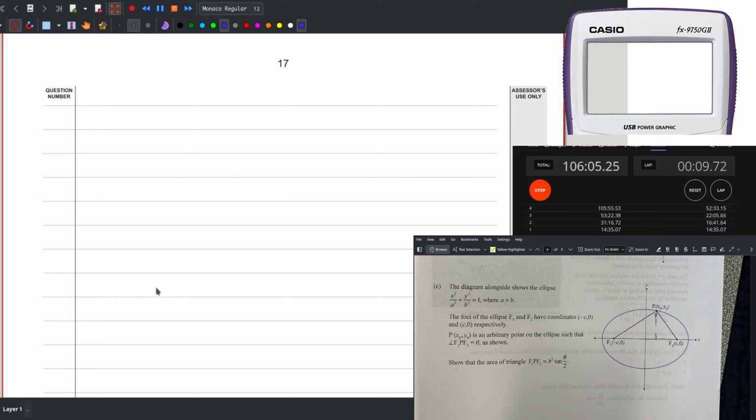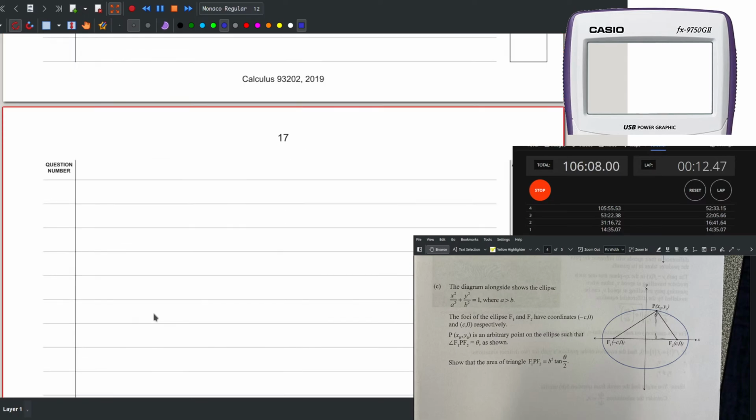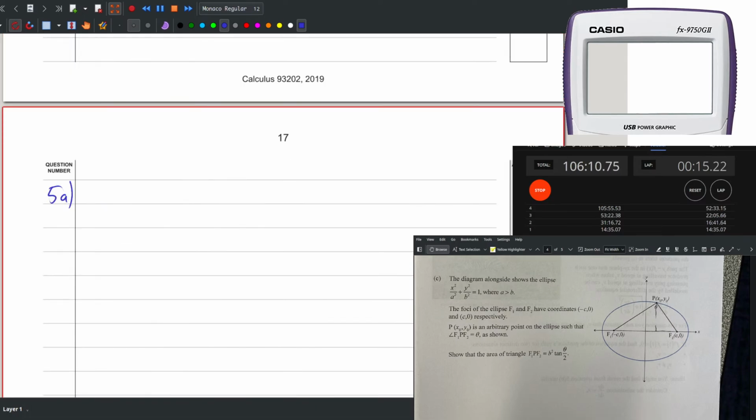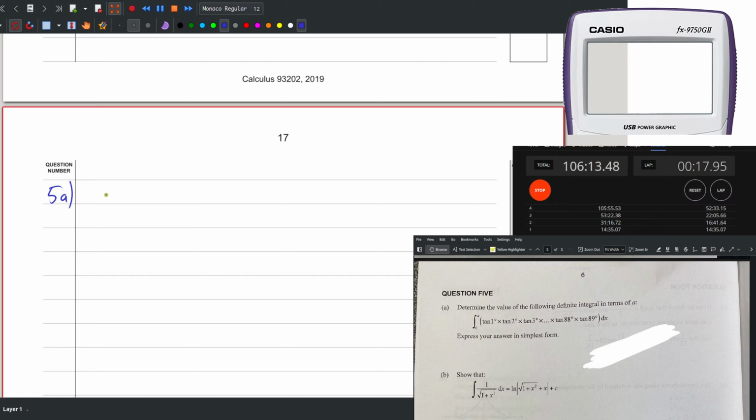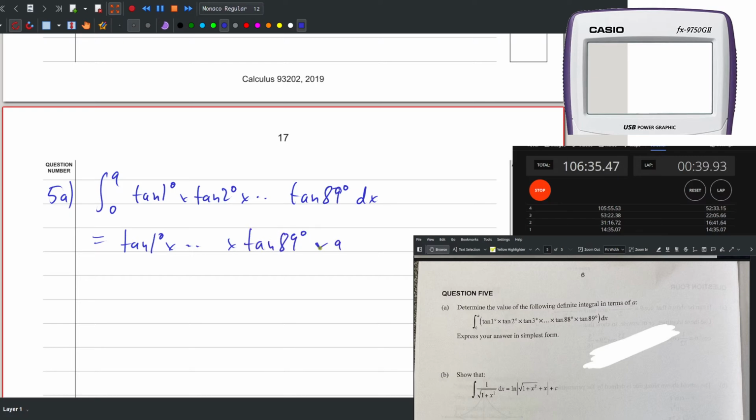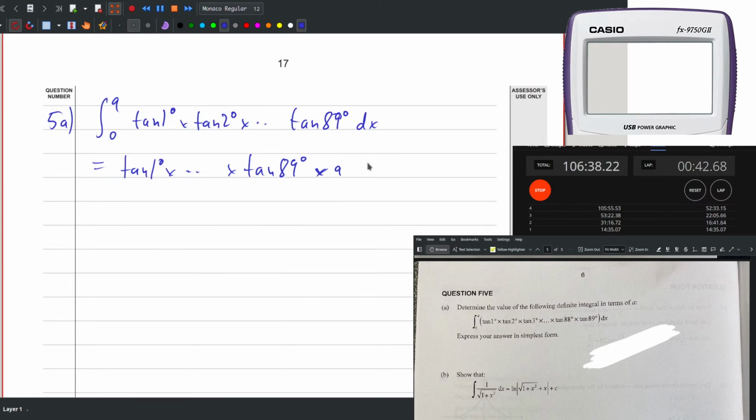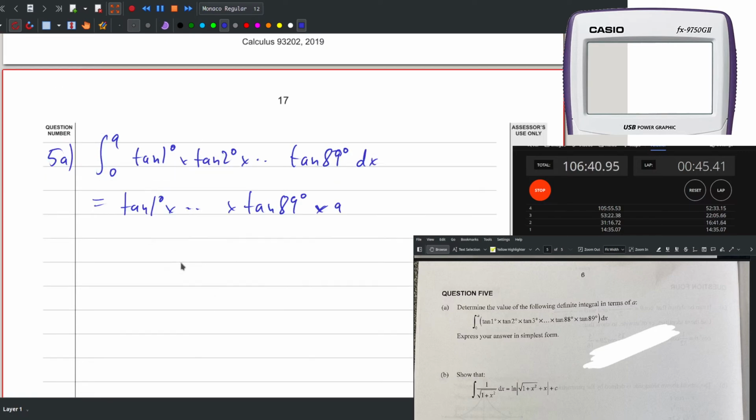All right, 5a. Okay, so what is this? You want to integrate from a to 0, tan 1, tan 2, up to tan 89 dx. Wait, but isn't this just tan 1 up to tan 89 times a? Maybe you want, because it says product.